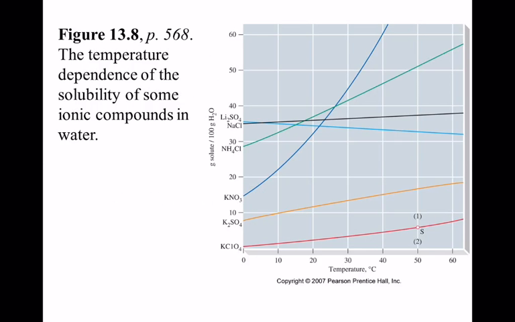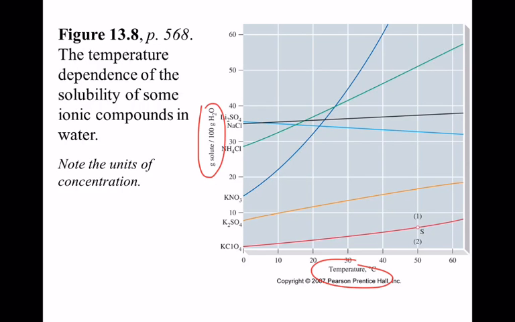So here is a table that you're going to need for all 3 homework problems for Monday. Let's just orient yourself to the table. Notice the units of concentration. Along the y-axis, we have how soluble it is. Each color is a different salt: potassium perchlorate, potassium sulfate, potassium nitrate, ammonium chloride, sodium chloride, and lithium sulfate. And along the x-axis we have temperature.